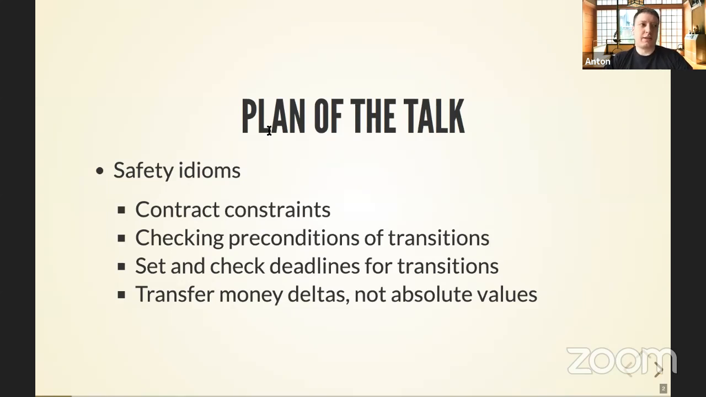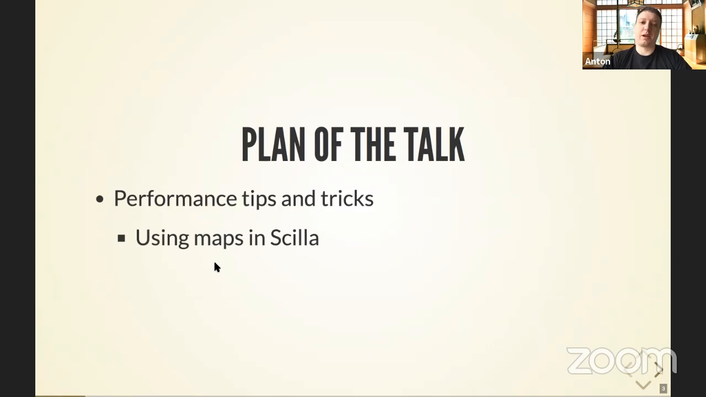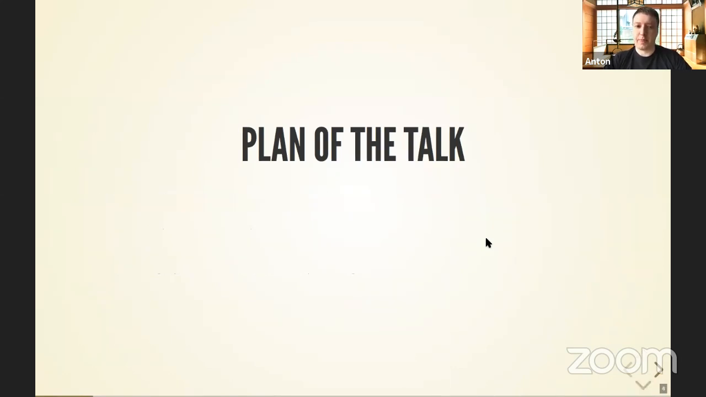On Zilliqa, you can write several interacting contracts in Scilla, and you might want to send some messages and funds between those contracts. So you should be sending money deltas and absolute values, and I will be talking about that in a moment. Next, we will be covering some performance tips and tricks. I will remind you how to use maps in Scilla and what kinds of maps we have. Then we will look at a case study on how to get a field map size.